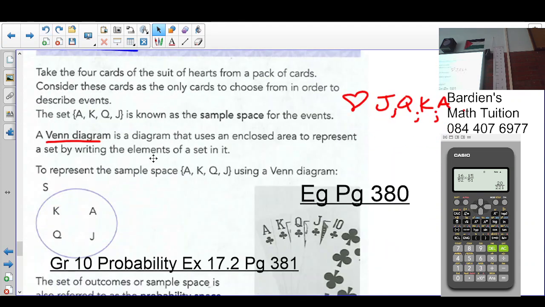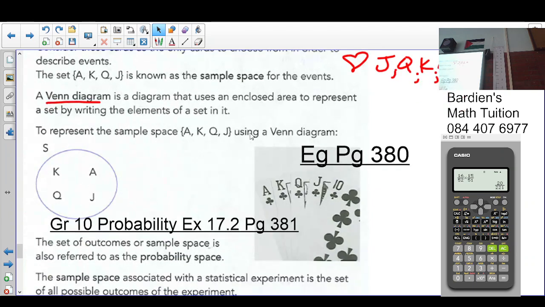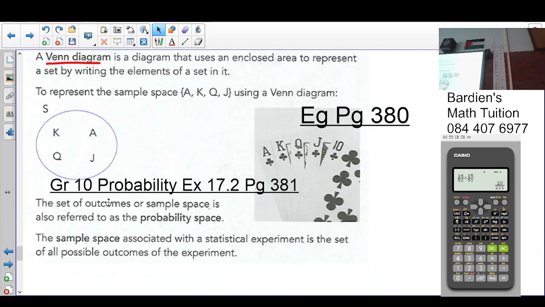The Venn diagram is a diagram that uses an enclosed area to represent a set by writing the elements of the set in it. To represent the sample space of ace, king, queen, jack using the Venn diagram, the sample space is simply ace, king, queen, jack. Can you see that?